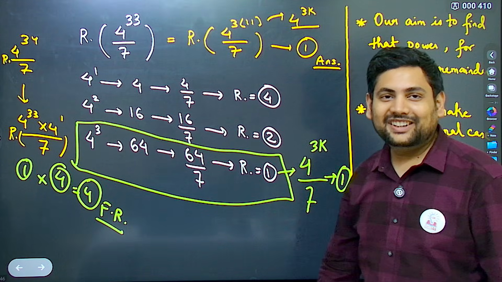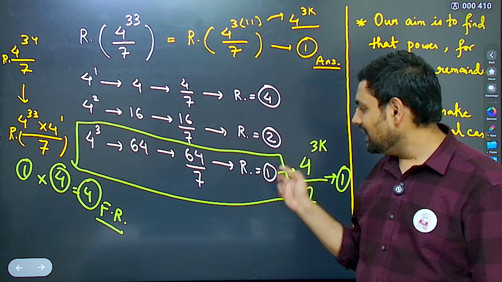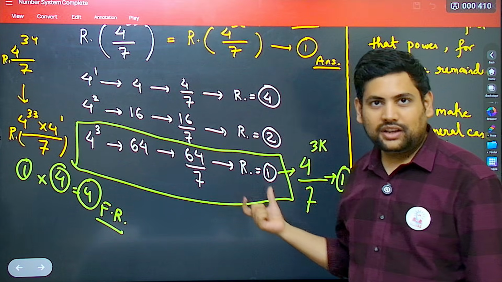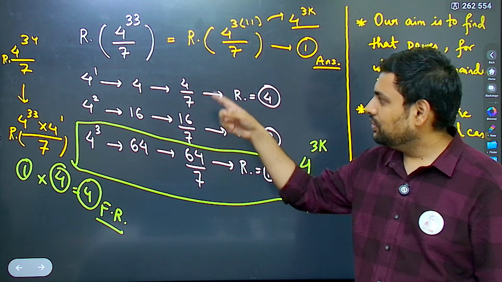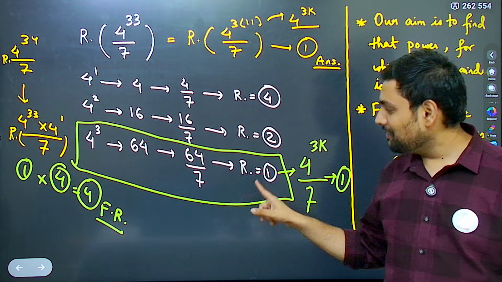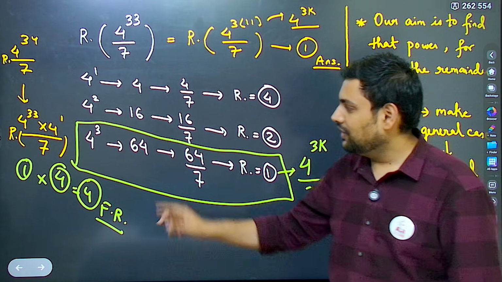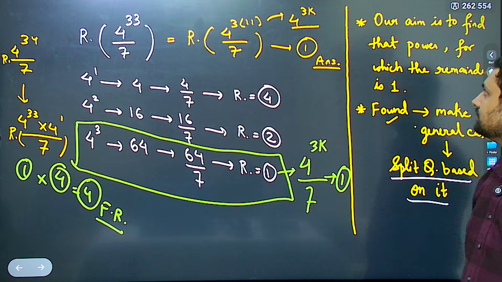How we used to solve? Take the powers and divide. You are finding for remainder 1. That becomes our core value. After that, we take multiples of it. 4 power 1 is 4, 4 divided by 7, remainder 4, like this. 4 cube, 64. 64 by 7, remainder is 1. This is what we like. This is what we want in life. This becomes 4 power 3k by 7 gives you remainder 1.